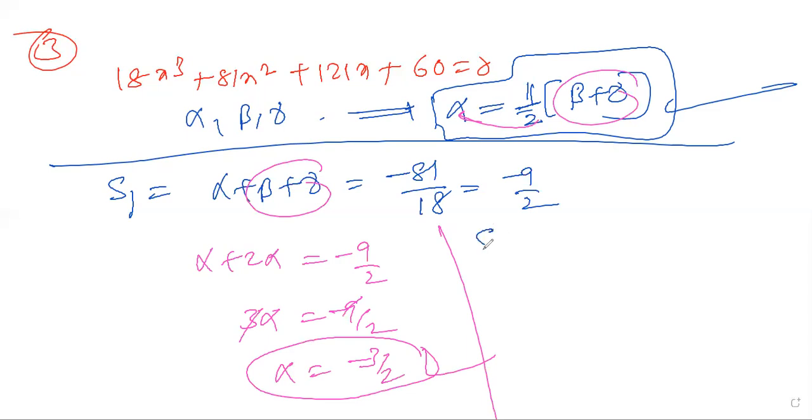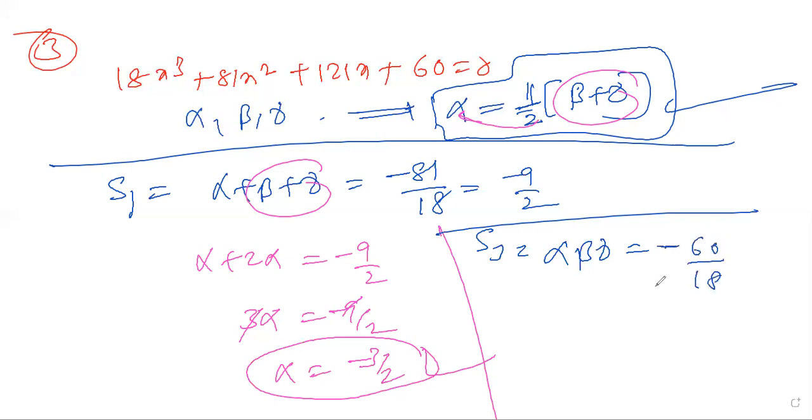Now the alpha value is done. I'll go for S3. S3 means alpha, beta, gamma. What is the value of S3? Minus 60 by 18. Alpha value, please substitute here: minus 3 by 2 times beta gamma is equal to minus 60 by 18. How much is beta gamma?